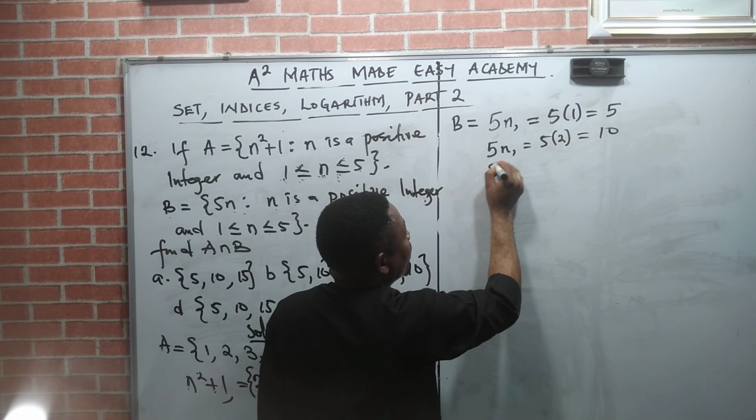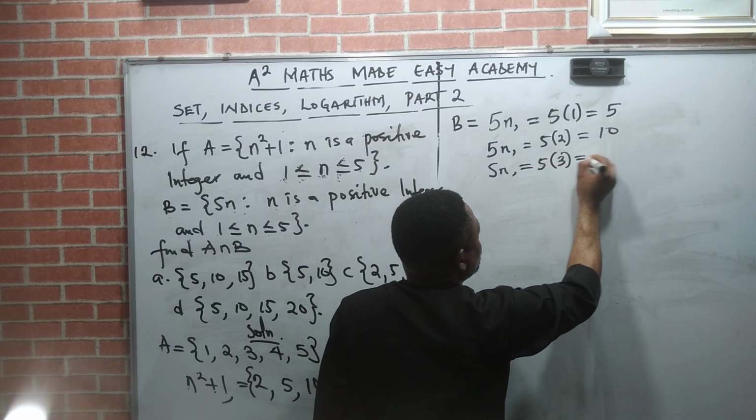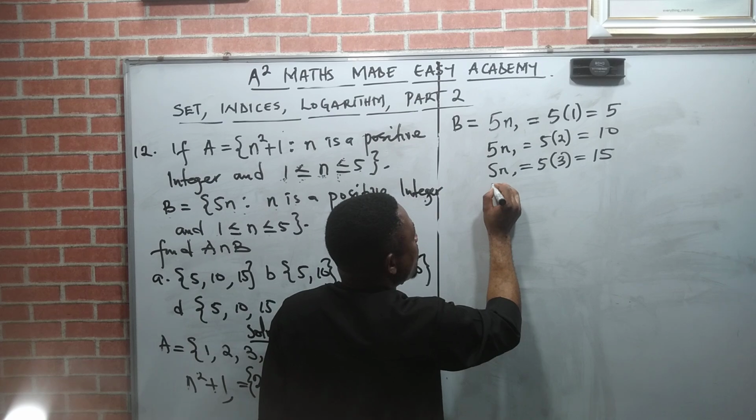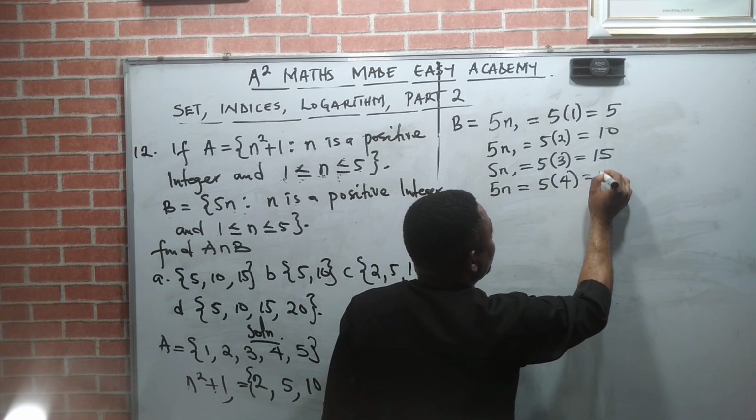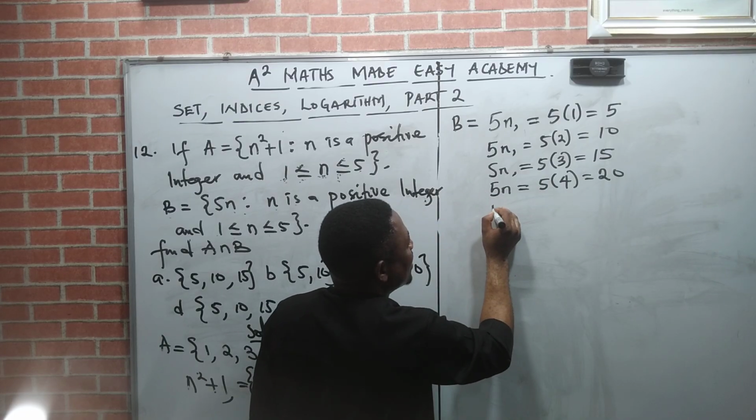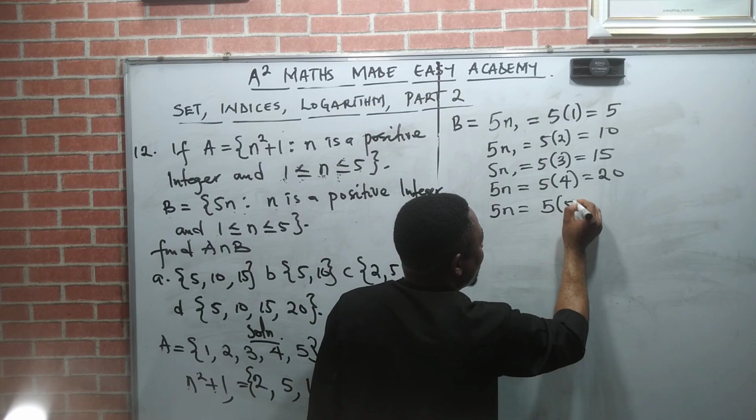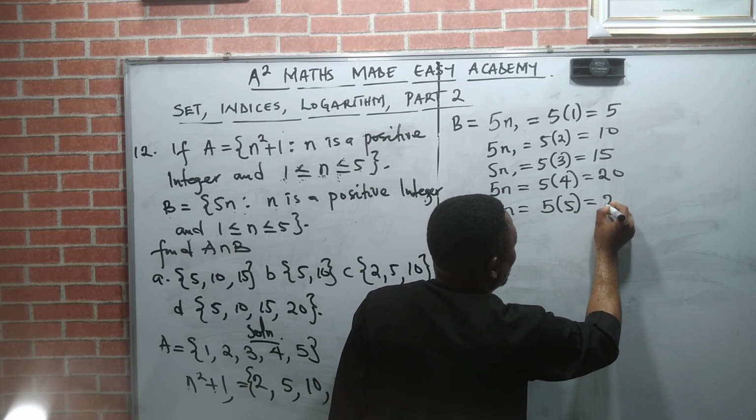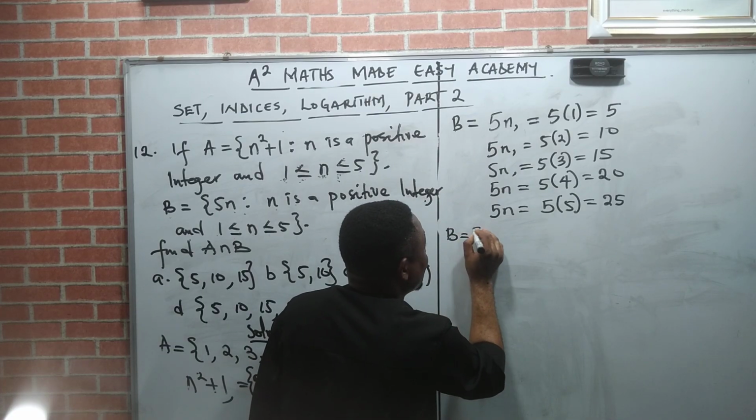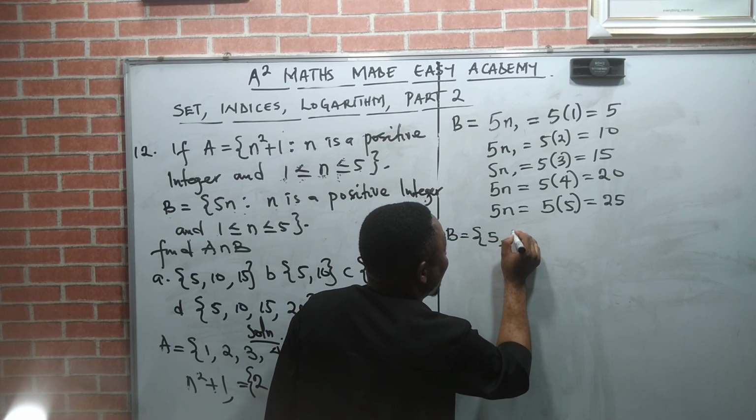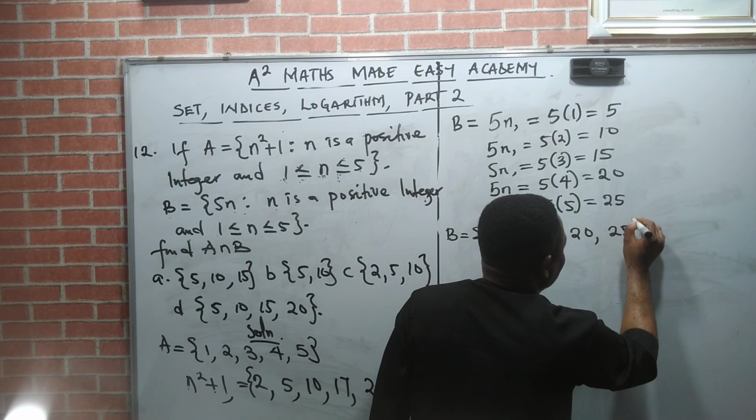Which is 10. We now move again when n is 3. It becomes 5 times 3, which will give us 15. We now move again when n is 4. It becomes 5 times 4, which will give us 20. Then finally, when n is 5, it will now give you 5 times 5, which is 25. So the members of set B are 5, 10, 15, 20, and 25.